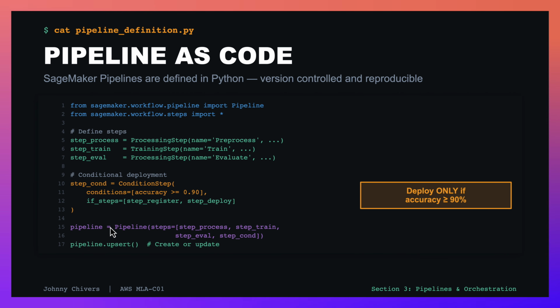This is what the pipelines as code looks like, and we will run through it inside our example. But so you know, with those steps, you put in a conditional step here in line 9, where it's saying basically if the accuracy is greater than 90%, then go to deploy. So if register, if deploy. So this is what it looks like as code to build SageMaker Pipelines.